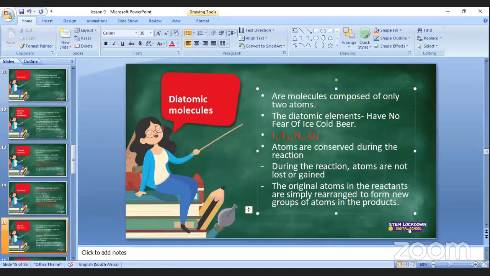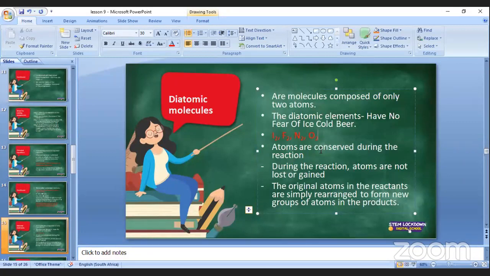Then atoms are conserved during the reaction, grade 9. So they are not wasted, right? We do not lose or gain atoms during the reaction, but they are conserved. Are we clear? That's why we can now add the coefficients to balance, but our atoms are always kept the same throughout the reaction.